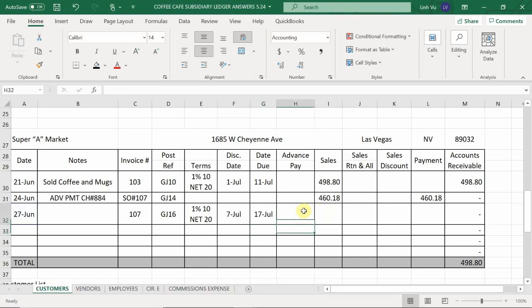Now, the question is, do we put that advance pay amount here? Yeah, because he advance paid 460.18. What was the original sale amount? Oh, here it is.